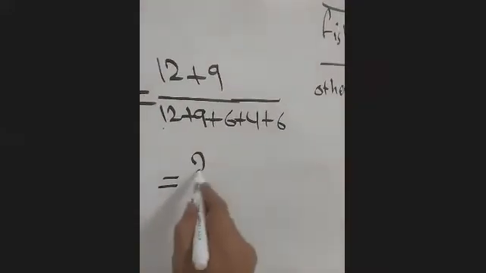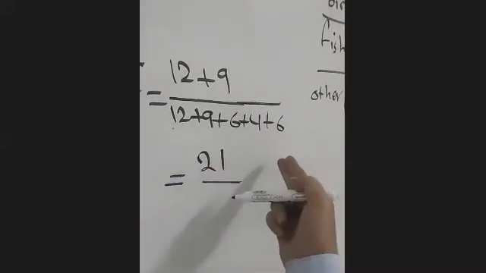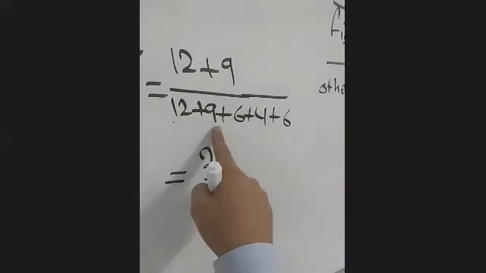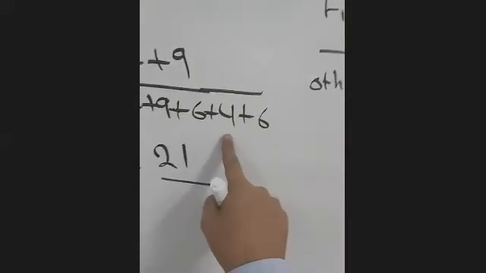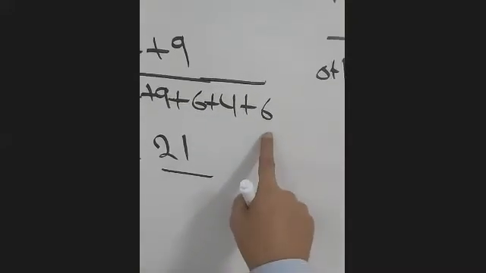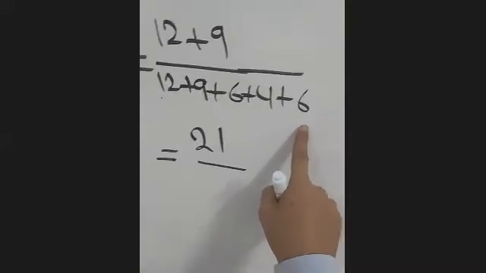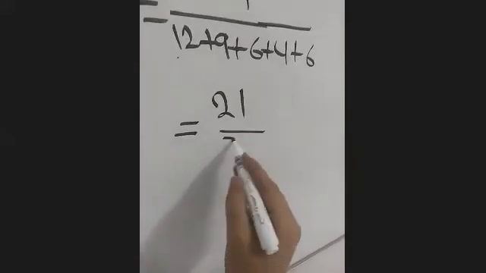Down, let's add: 12 plus 9 is 21. 21 plus 10 is 31, plus 6, 37.